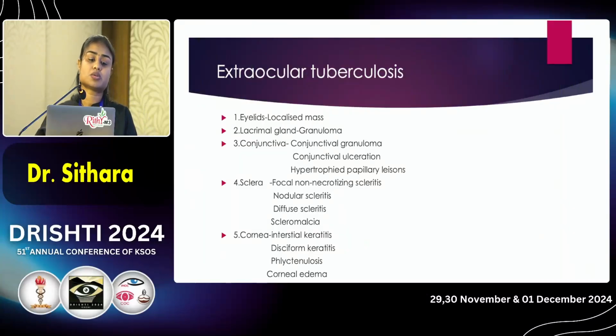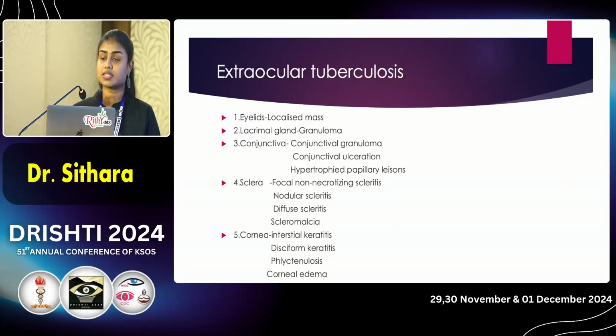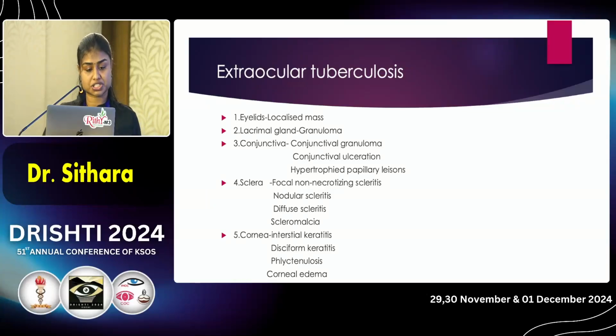Not to forget to mention the extraocular tubercular manifestations, which can affect the eyelid in the case of a localized mass, lacrimal gland as granuloma, conjunctival granuloma, ulceration, hypertrophied papillary lesions, sclera as a focal or a non-necrotizing scleritis, nodular and diffuse scleritis, scleromalacia. Cornea can be in the form of an interstitial or a diffuse keratitis, phlyctenulosis, and corneal edema.